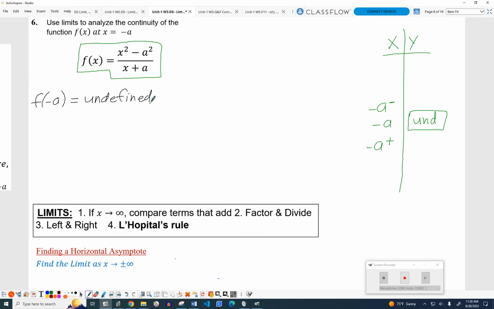So now we've got to go do the limit. So I can find those other 2, essentially those other 2 y coordinates. Now we are not going to plug in x equal negative a. We're going to plug in a value close to x equal negative a. And it is critical that you understand what you really get.